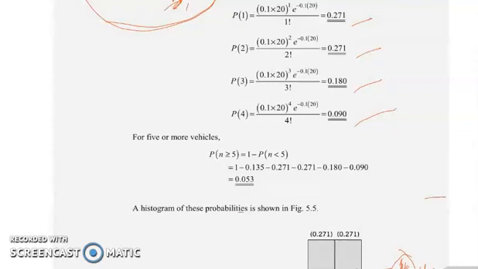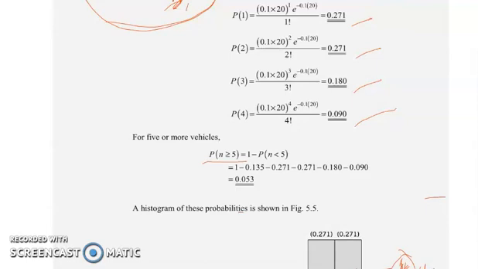Now, what will be the probability that there will be 5 or more vehicles arriving? Our equation is P of n greater than or equal to 5, meaning 5 or more vehicles may arrive. This is equivalent to 1 minus the probability wherein n is less than 5, because if we add all the probabilities, they equal 1.